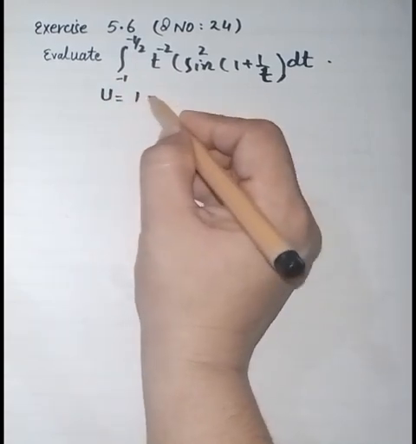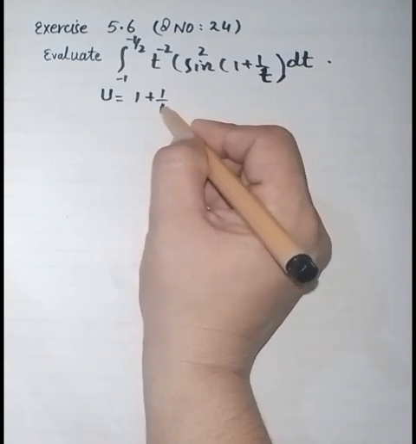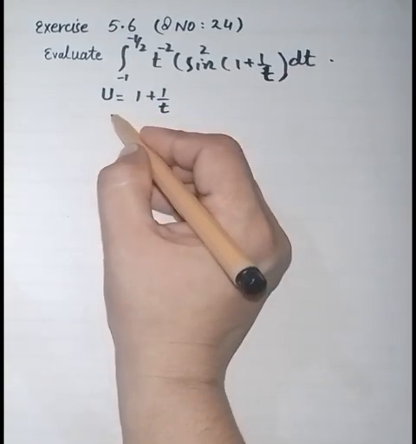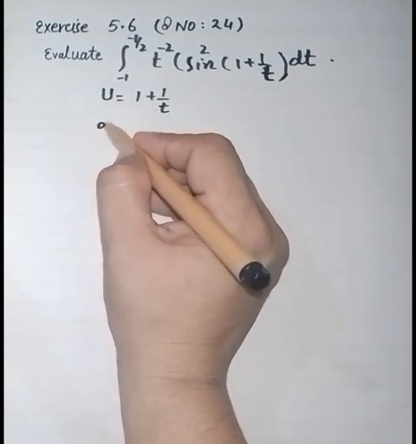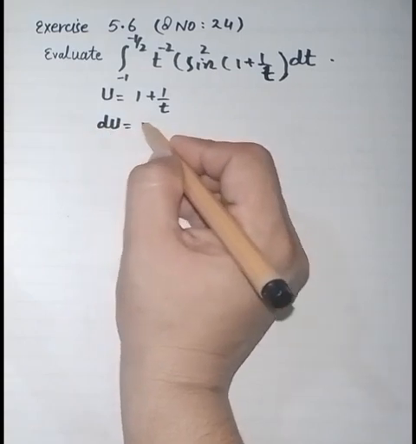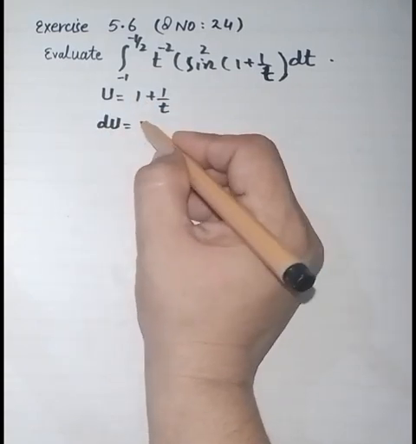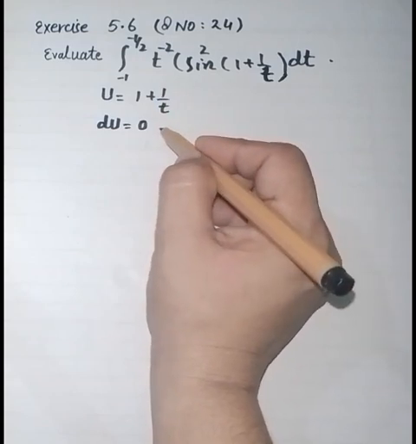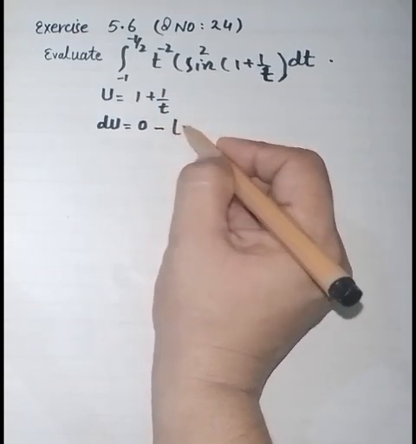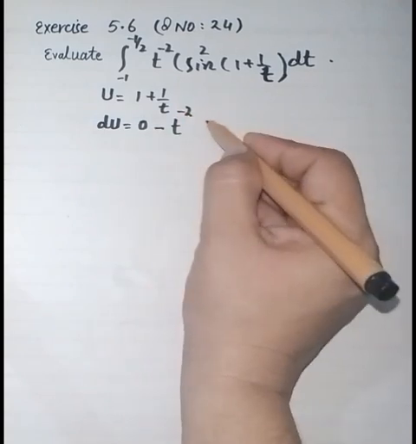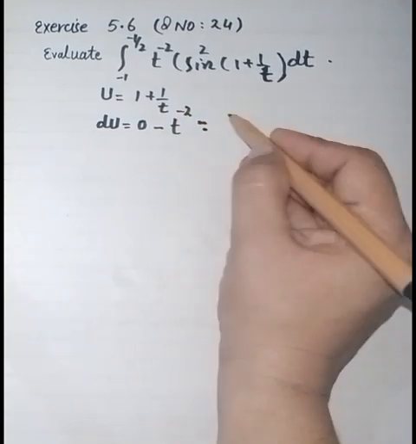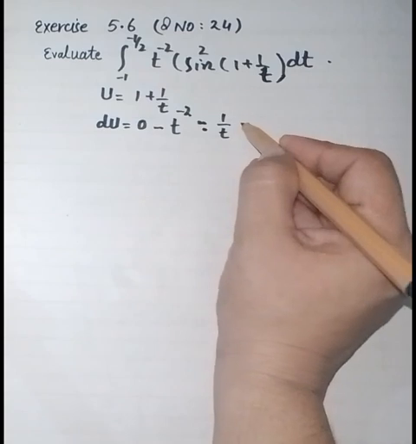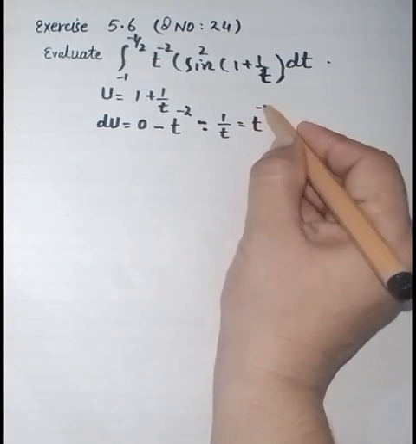u is equal to 1 plus 1 by t. Now differentiating on both sides, we have du is equal to the derivative of 1, which is 0, as you know, and the derivative of 1 upon t is minus t to the power of minus 2, because 1 upon t can be written as t to the power of minus 1.